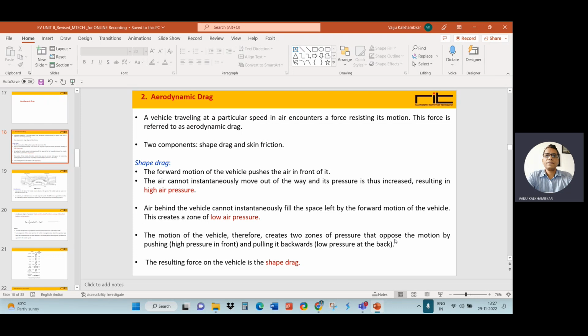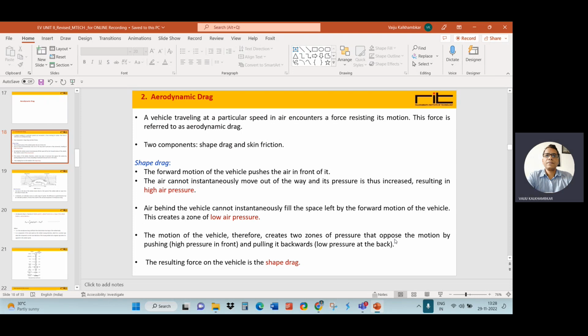Now, air behind the vehicle also cannot instantaneously fill the space which is left by the forward motion of the vehicle. As the vehicle has moved ahead, there is some space created. This creates a zone of low air pressure behind the vehicle. The motion of the vehicle therefore creates two zones of pressure, one at the front, which is the high pressure zone, and another at the back, which is the low pressure zone.